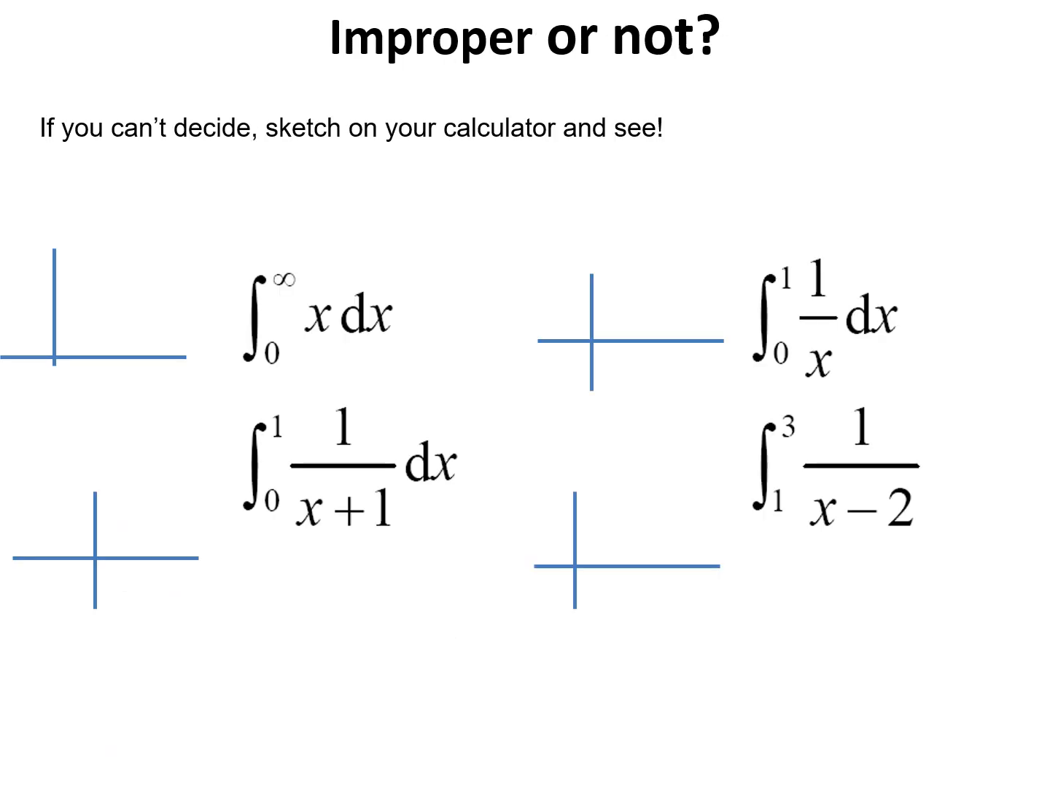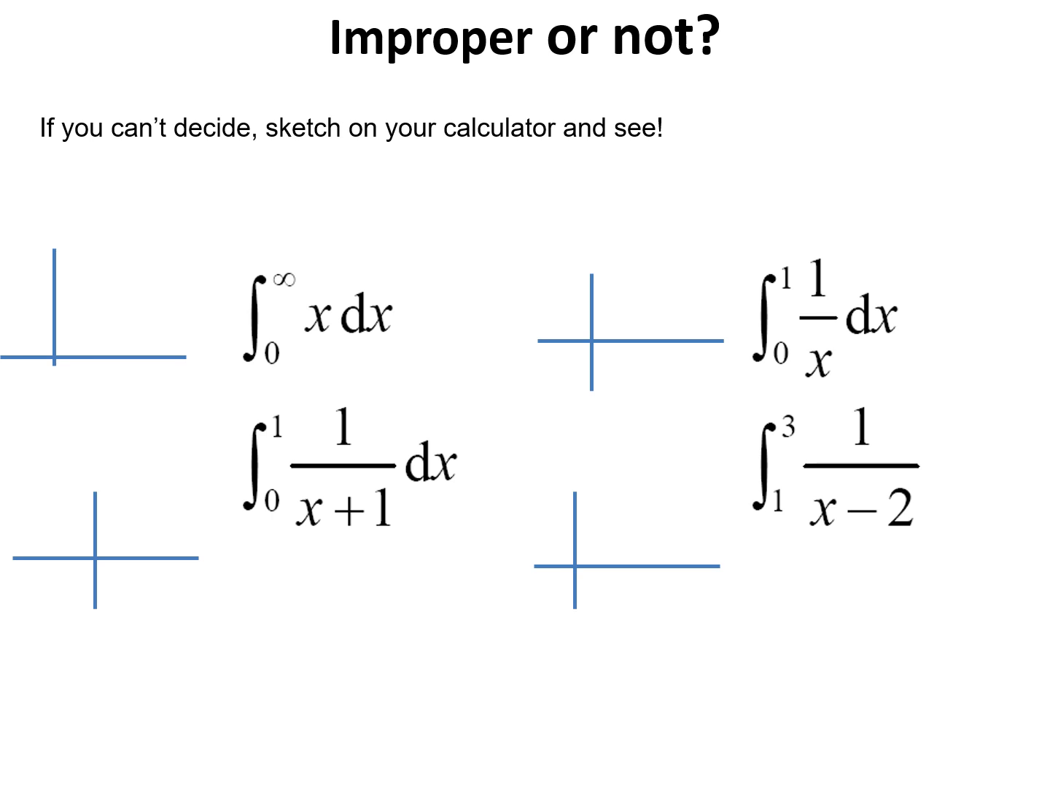So improper or not, if you can't decide, sketch on the calculator and see. I'll just give you 2 minutes to have a go at that. Is that 2 minutes? I don't think it is, but I'm starting.